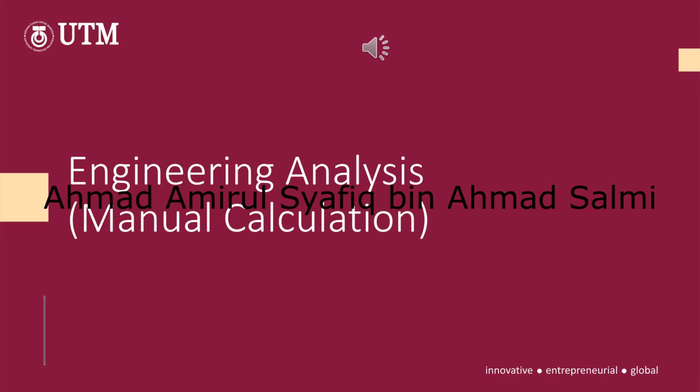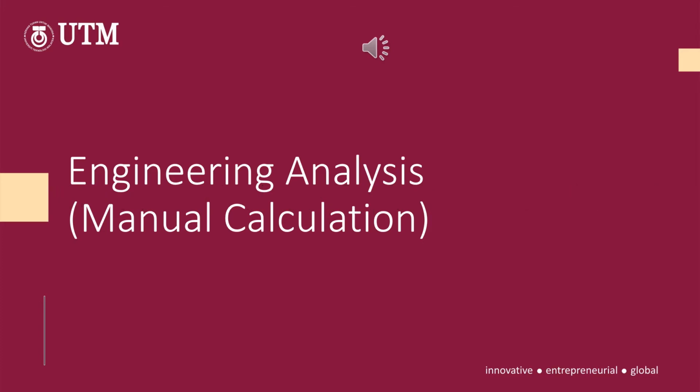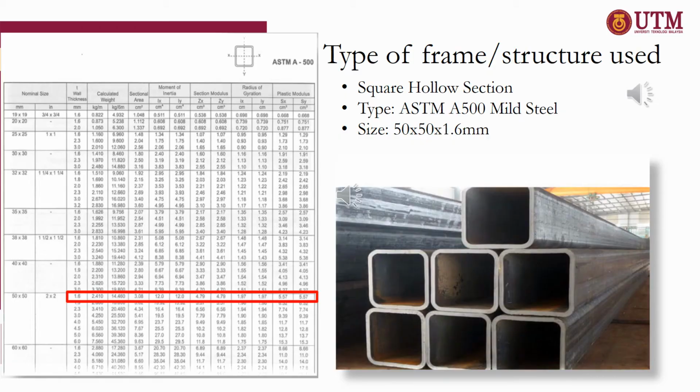Hello, my name is SMJP2112-02. For my part, I'm going to talk about the engineering analysis, manual calculation. The type of frame and structure we use is a square hollow section of ASTM A500 mild steel, with a size of 50 times 50 times 1.6 millimeters.